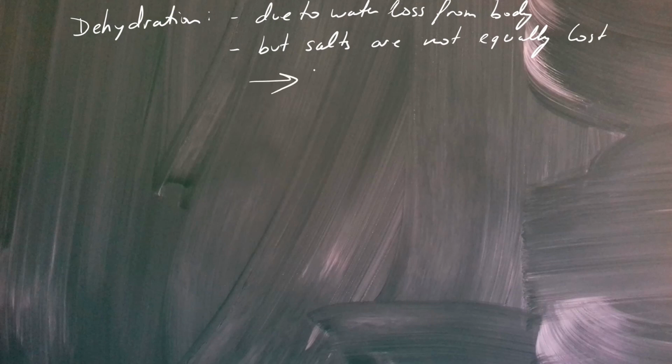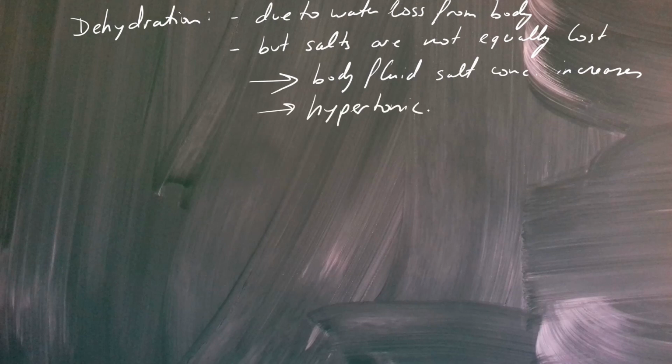Okay. So the thing is the following. What happens is due to water loss of the body, but salts are not equally lost. Normally, I've told you this example. So basically what this means is, as a consequence, the body fluid salt concentration increases. If you lose more water than salt, as a consequence, the body fluids become hypertonic. So what do you need to do as a consequence of this? Of course, you need to drink more water. Water intake needed. You become thirsty.